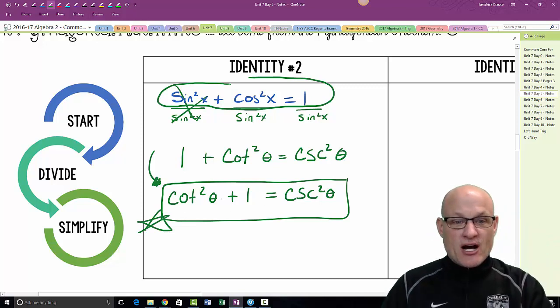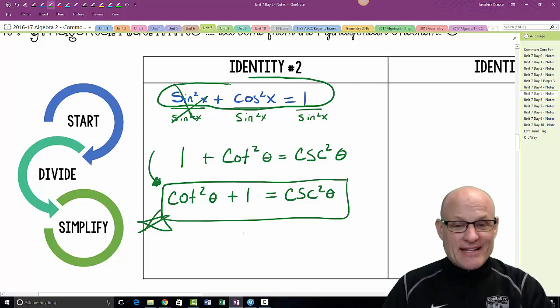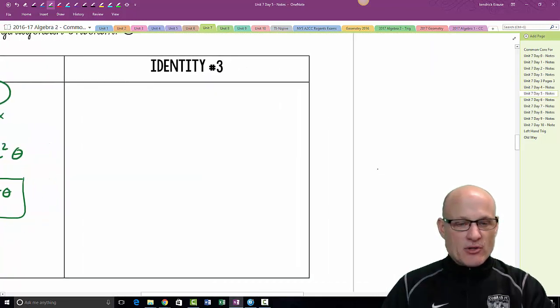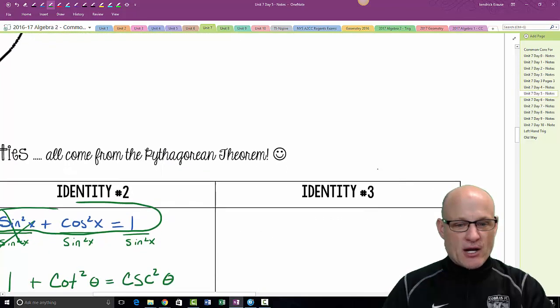So if you remember cosine squared plus sine squared equals 1, and then you can just divide, you can recreate this if you want. I like to say, in this case, the C's stick together. So cotangent plus 1 equals cosecant. Well, what about identity number 3? This was identity 1. This was 2. And now we're going to go to 3.